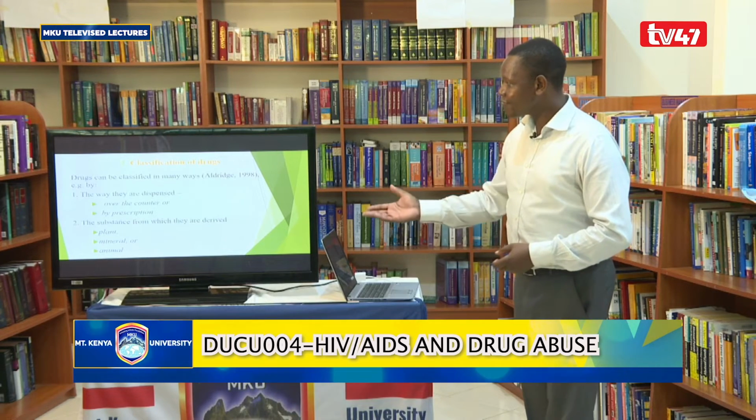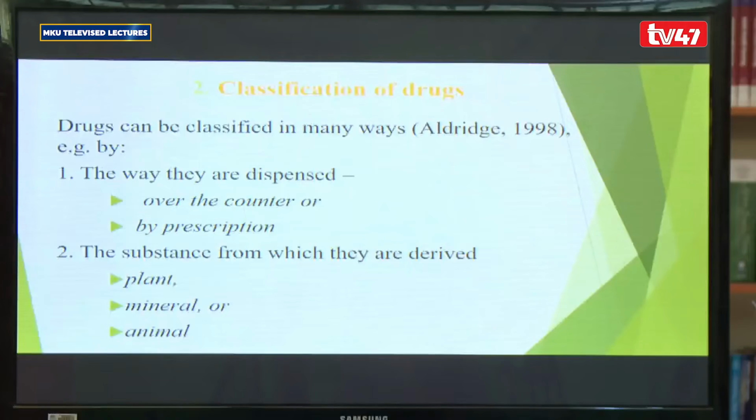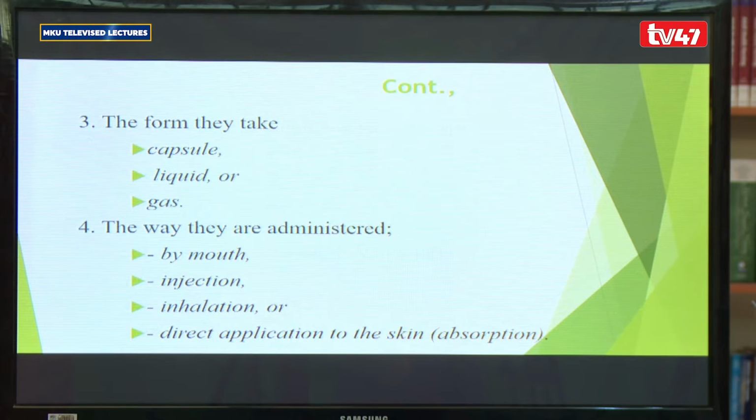It can also be classified by the substances from which they are derived. So a drug can be classified by whether it is coming from plants, from minerals, or from animals. So this is the second classification of a drug. The drug can also be classified by the form they take. Because we know the drugs, we have the capsules, we have the liquid or the syrup, we also have the gas. So we can classify the drug by the form they take.